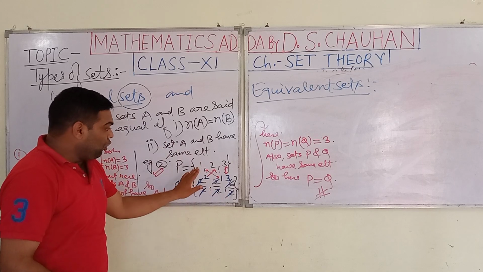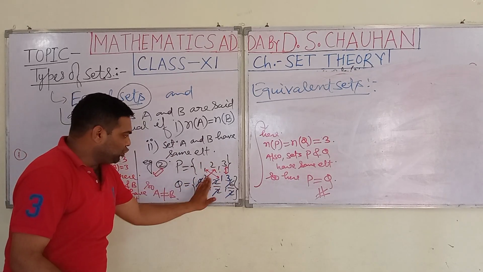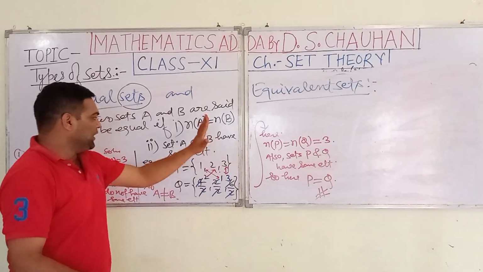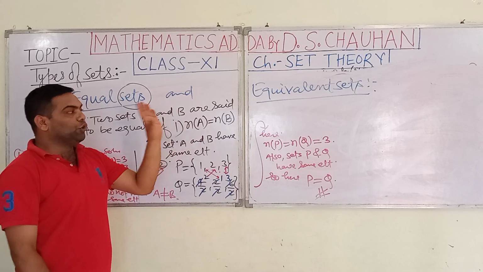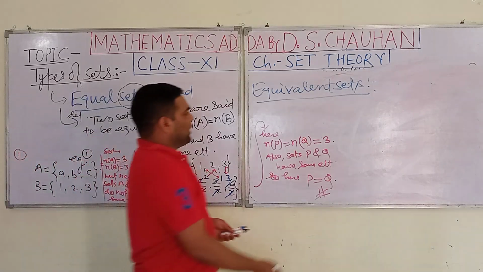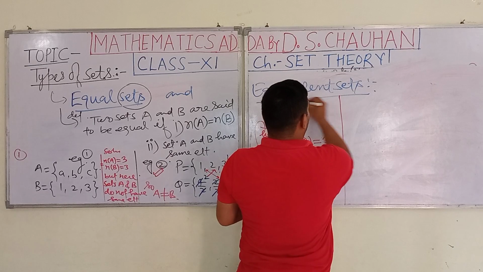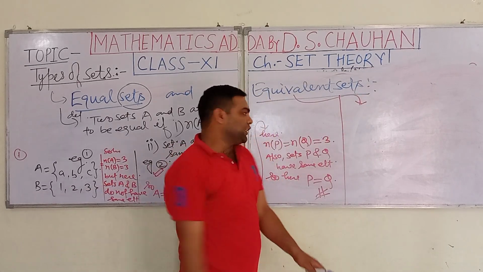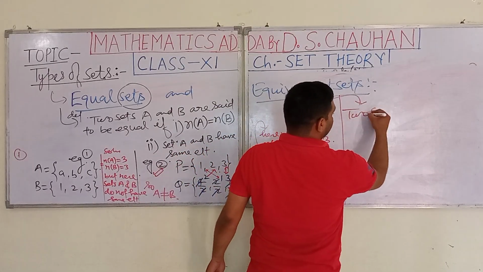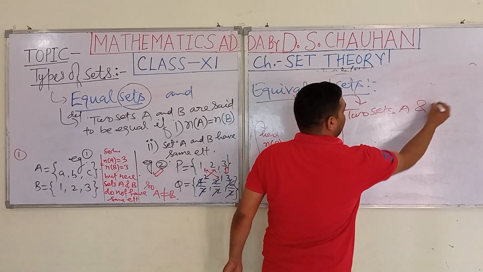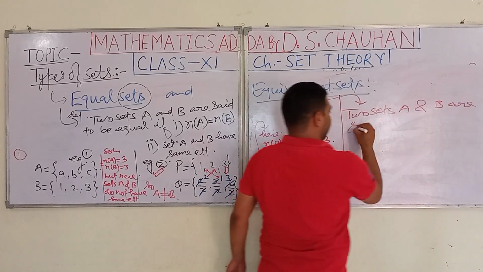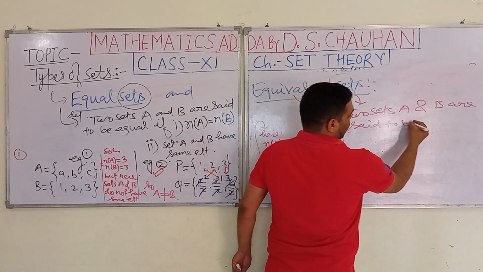So here set P is equal to set Q. I hope it is clear to all my students. And students, yesterday in my lecture I told you that at the time of writing sets, order does not matter. So 1 2 3 is the same as 2 1 3. Well students, I hope it is clear to all of you.